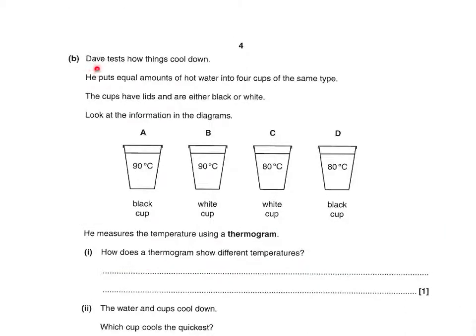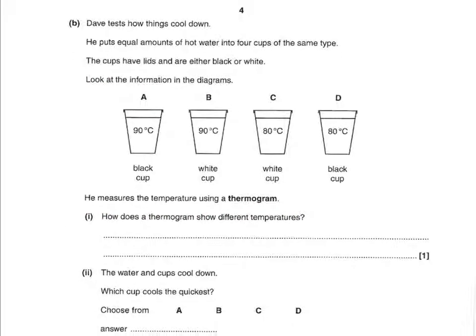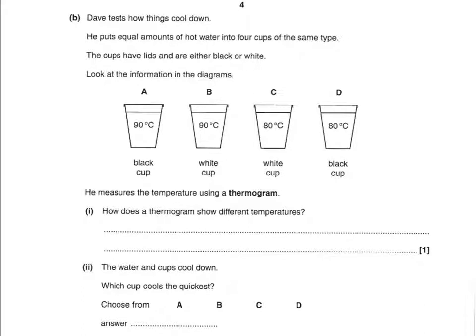Next question says, Dave tests how things cool down. He puts equal amounts of hot water into 4 cups of the same type. The cups have lids and are either black or white. Look at the information in the diagrams. He measures the temperature using a thermogram. And it says, how does a thermogram show different temperatures? So the idea here is that a thermogram uses different colours to show the different temperatures. So if you put something about different colours, meaning different temperatures, that will get you that mark.